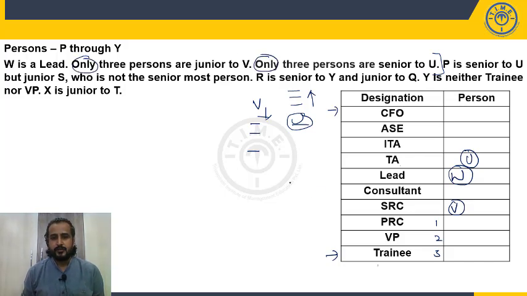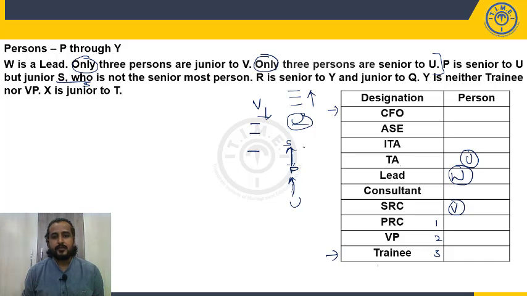P is senior to U, but junior to S. But we don't know whether immediate senior or not, or immediate junior or not. P is senior to U and junior to S. As our order is senior most to junior most, I am taking this way: senior, senior. Okay, who is it? S.